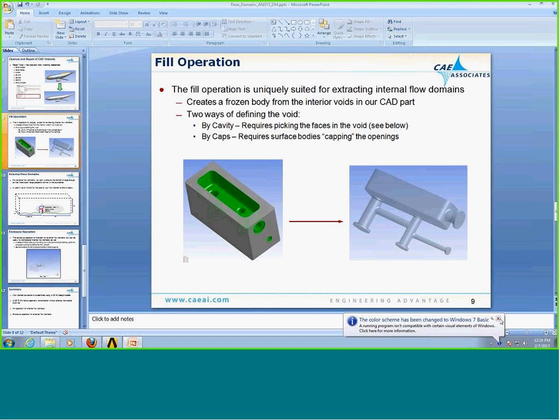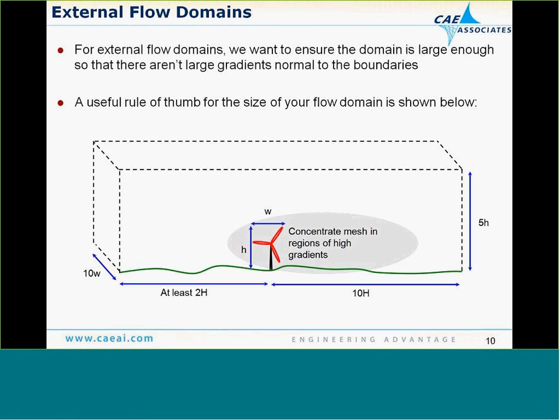Okay, back to our PowerPoint here. And next topic we're going to discuss is external flow domains. So external flow domains, we have a little bit of a different concerns. Typically, our concern here, rather than cutting it at a specific location in a larger physical system, like a piping network, is we want to make sure our domain is large enough so that the gradients at the boundary of our solution fields aren't too big.